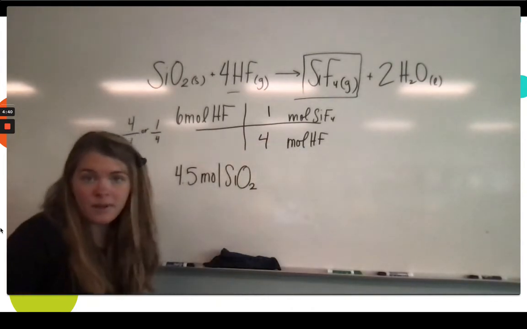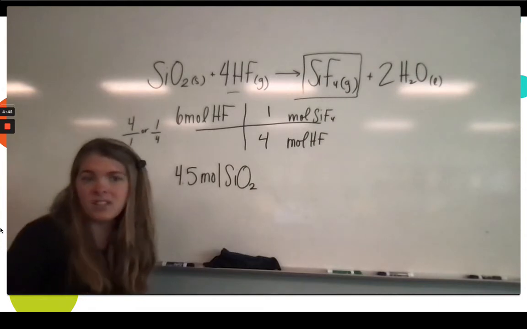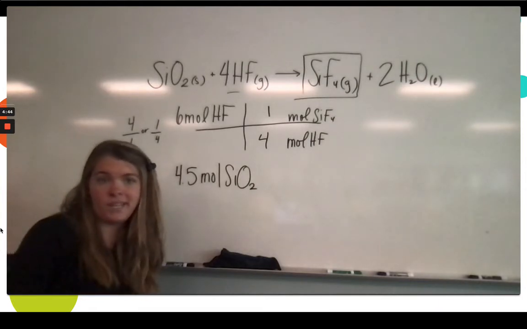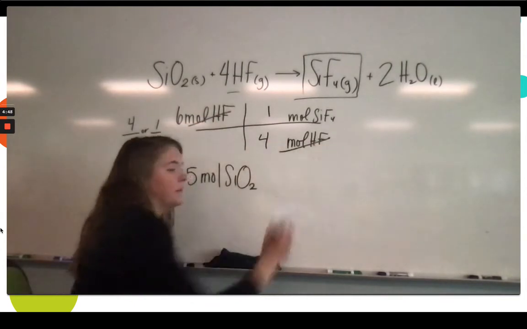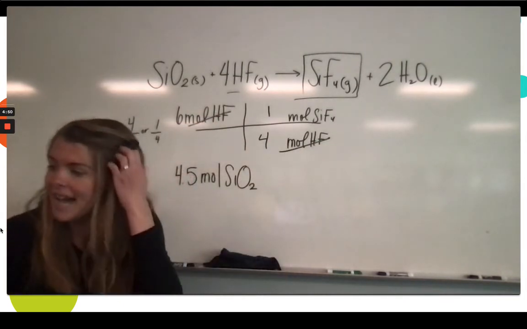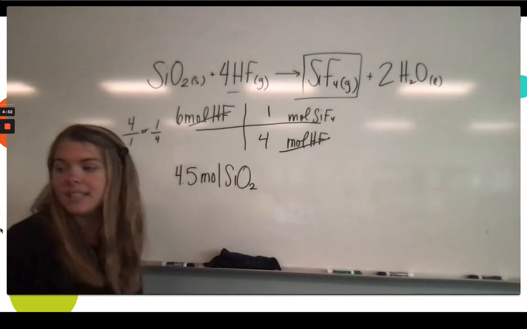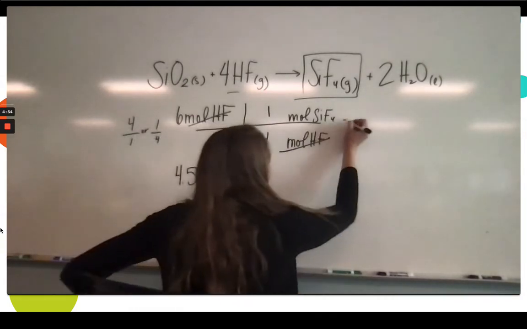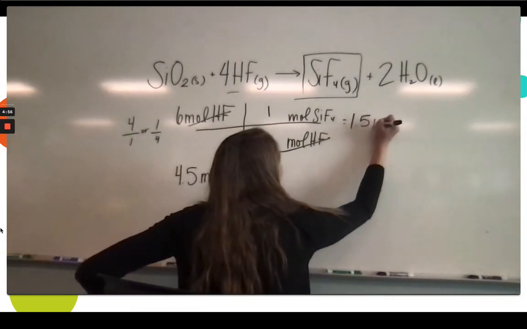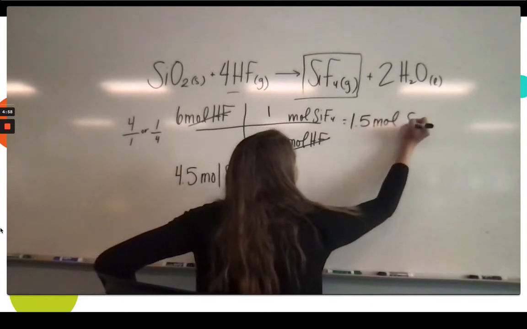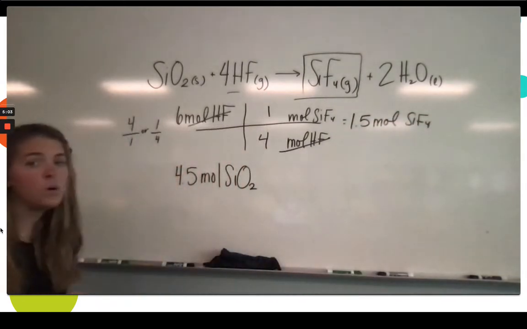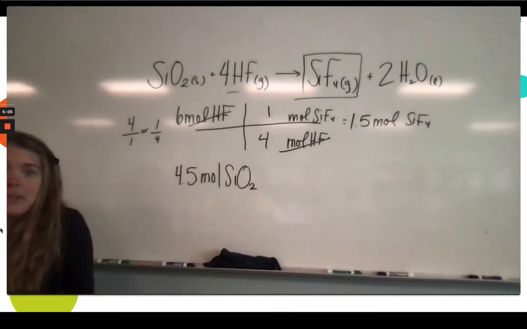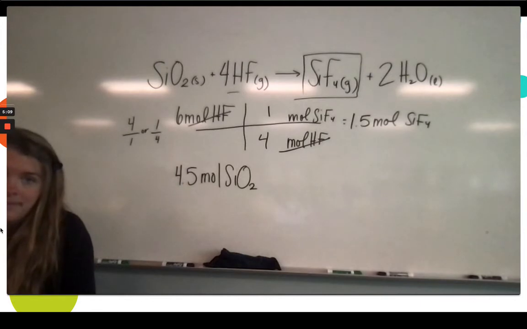If you're confused about how I'm doing this, make sure you go back and visit our mole-to-mole conversion video. So now we have moles of HF on the top and moles of HF on the bottom, so we're able to cancel that out. And then when we divide 6 by 4, we're going to get 1.5 moles of SiF4. So that's how many moles of silicon tetrafluoride can be created from 6 moles of hydrofluoric acid.